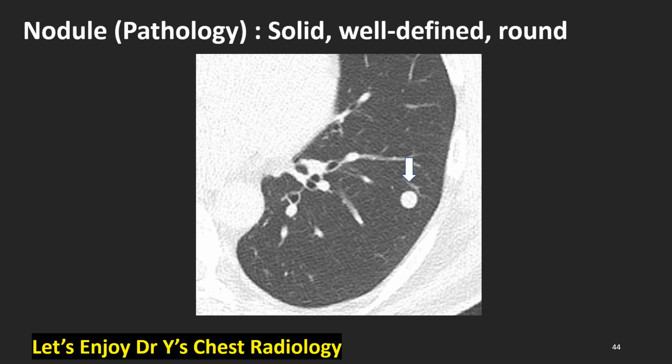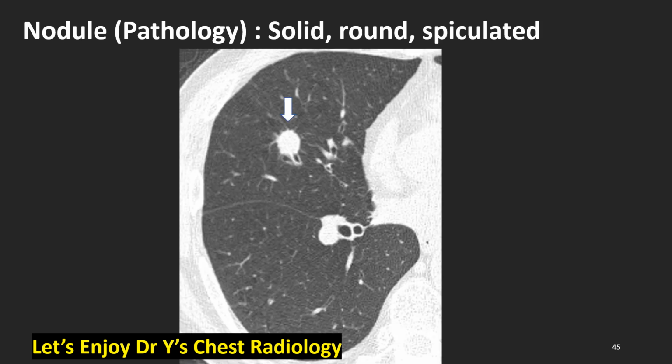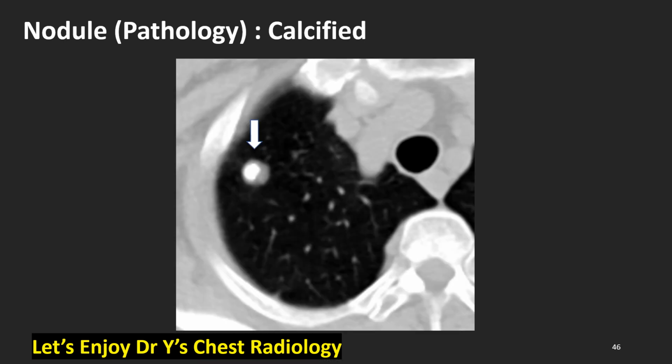Nodule pathology. Arrow indicates solid nodule, well-defined nodule, round nodule in left lower lobe. Nodule pathology. Arrow indicates nodule, solid nodule, round nodule, spiculated nodule in right middle lobe. Nodule pathology, calcified. Arrow indicates a nodule, calcified nodule in right upper lobe.